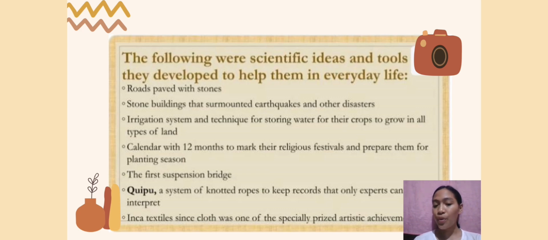First one is the roads, paved with stones. Ang road nila is gawa they made by flattened stones. Gumagamit sila ng mga flattened stone, iaalay nila yon para maging road siya, para madaan ng mga vehicles. And also, stone buildings that survived earthquakes and other disasters. So, yung mga buildings nila is made by stones so that they are protected from earthquakes and other disasters.